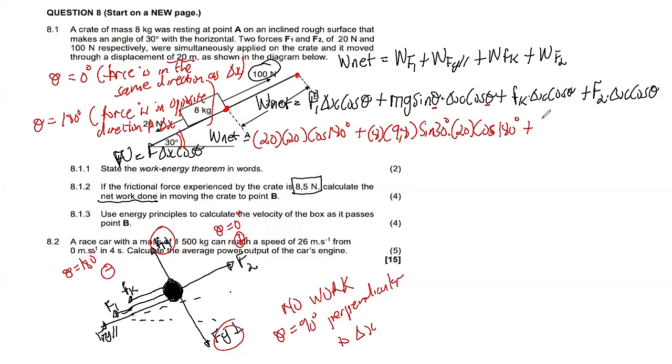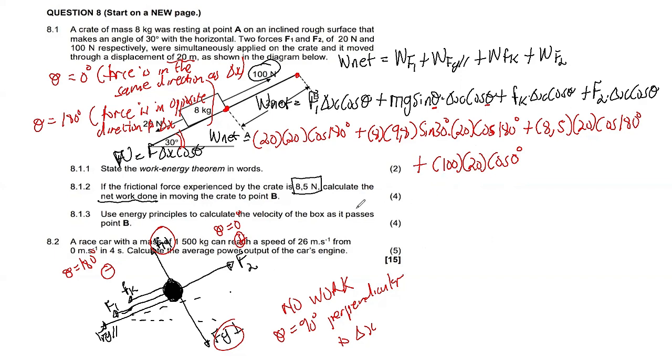Then my FK, I was told that it is 8.5. My displacement, 20. And then cos 180 degrees. So you can now see all these forces, the 3 forces that are acting down the slope, have an angle of 180 degrees because they are opposing the displacement. So note, I'm repeating that over and over again so that you understand. Then F2, we have 100. Delta X is 20. And then cos, note for this one, my angle is 0 degrees because it's acting in the direction of the displacement.